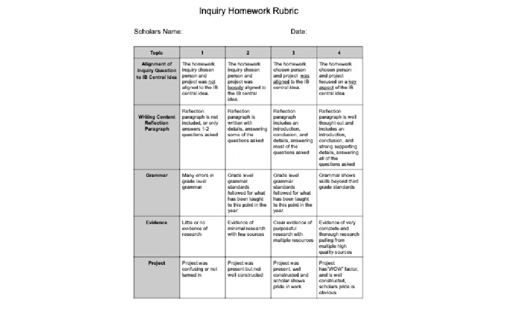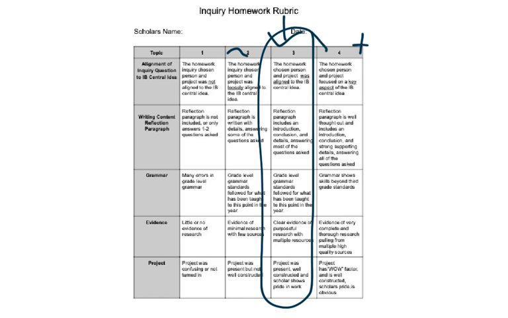So aligning to the central idea. For a 3, remember that's on grade level, a 4 is above grade level, 2 is almost on grade level, and a 1 is below grade level. So 3, we're looking at our 3 column because that's right on 3rd grade level. The homework chose person and project was aligned to the IB central idea. Reflection, the writing content and reflection paragraph. Reflection paragraph includes an introduction, conclusion, and details answering most of the questions asked. Grammar. Grade level grammar standards followed for what has been taught to this point in the year. Evidence. Clear evidence of purposeful research with multiple sources. And project itself. Project was presented well, constructed, and scholar showed pride in work.